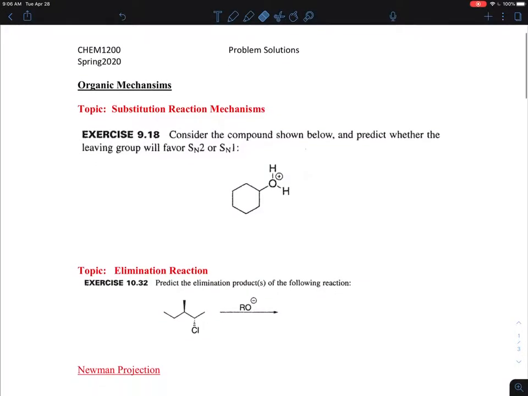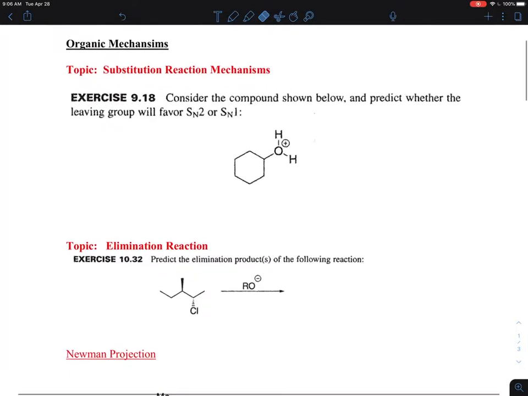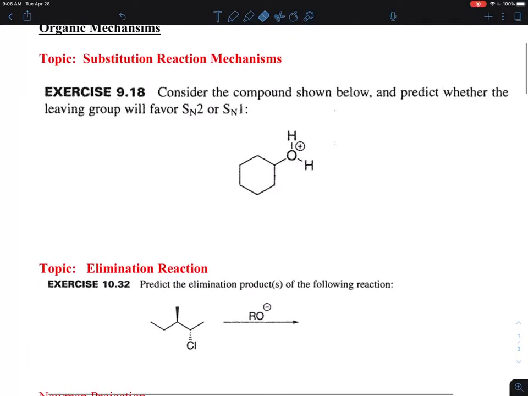Okay, so this is organic chemistry mechanism. Here I'm going to solve the first two problems. So let's read the problem here first. Consider the compound below and predict whether the leaving group will favor SN1 or SN2. So you have to recognize this is a leaving group.